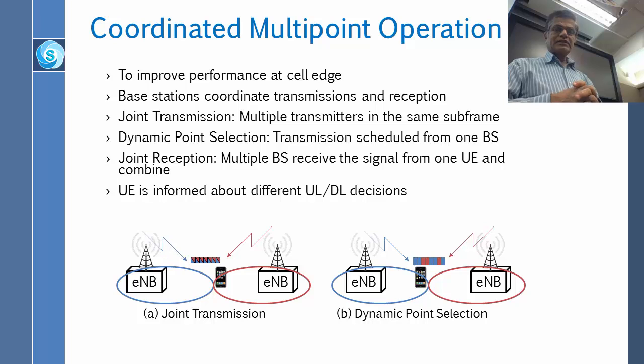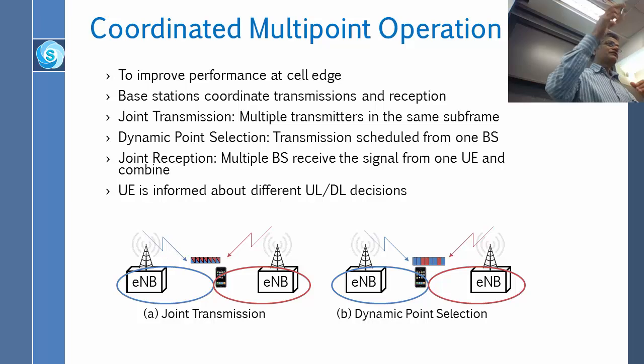Joint reception, joint transmission, point selection, and UE is informed about different UL-DL decisions. So whatever you are doing, you tell the UE that this is what we decided to do. You are the boundary. Now you have two bosses in charge. Listen to him, listen to me.